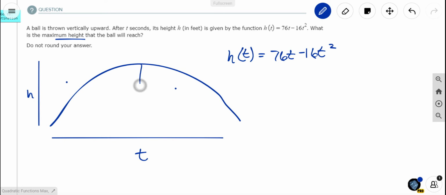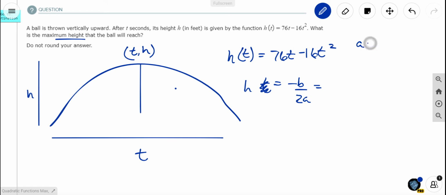So we're looking right here, and we're looking not for time, but we're looking for the height. But how do you find it? You're going to have to use the vertex formula. So I'm going to put the x value, which is t. t is equal to negative b over 2a. I could actually put h. Okay, let's name them this time. In this case, a is equal to negative 16, b is equal to 76, and c is equal to 0.